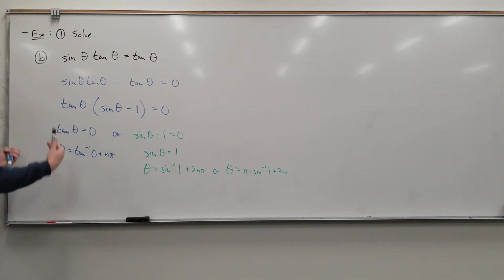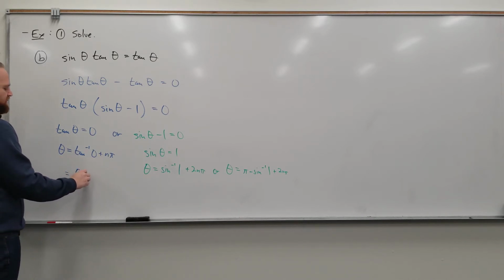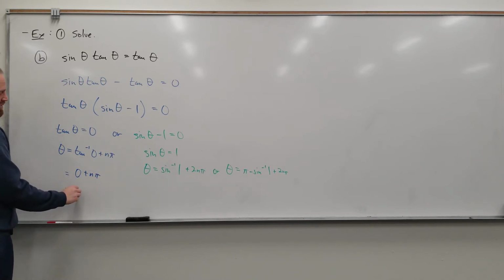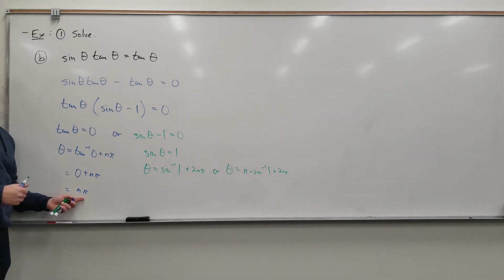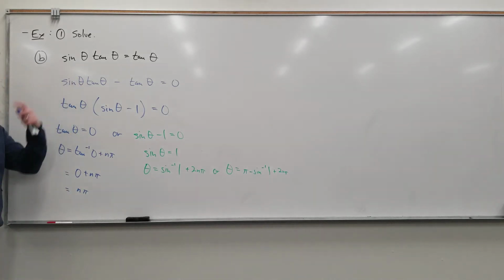So we can take all of these down a step further. Tangent inverse of 0 is just 0, right? So this is 0 plus n pi, which is, of course, just n pi. So one set of solutions is just every integer multiple of pi: 0, pi, 2 pi, 3 pi, 4 pi, negative pi, negative 2 pi. All of those are going to be solutions to the original equation.